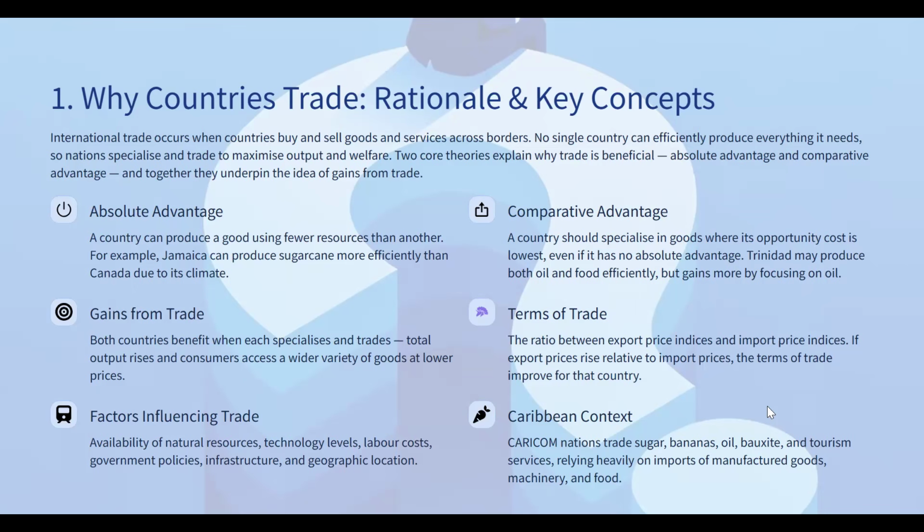In the Caribbean, we trade a lot of agriculture, oil, minerals like bauxite, and we rely heavily on tourism. And then for our imports, we normally buy manufactured goods because we don't do a lot of manufacturing in the Caribbean. And a lot of capital like machinery, equipment.